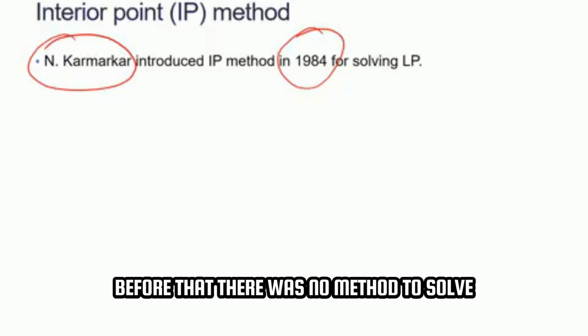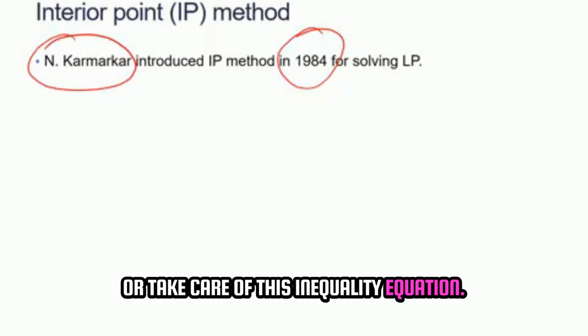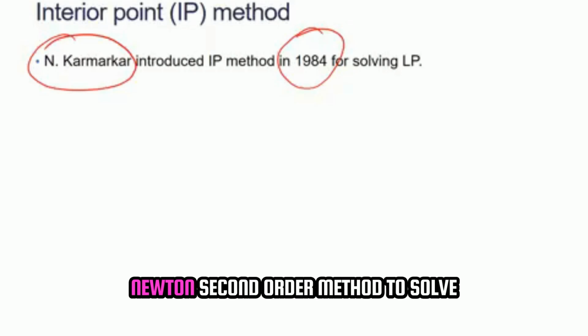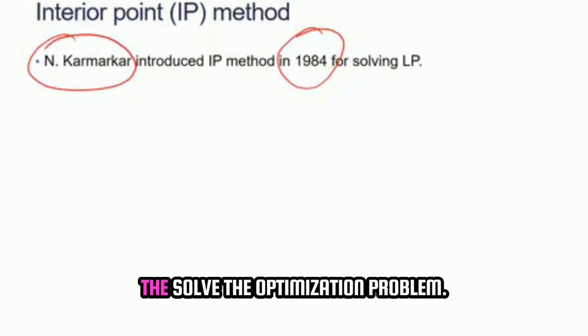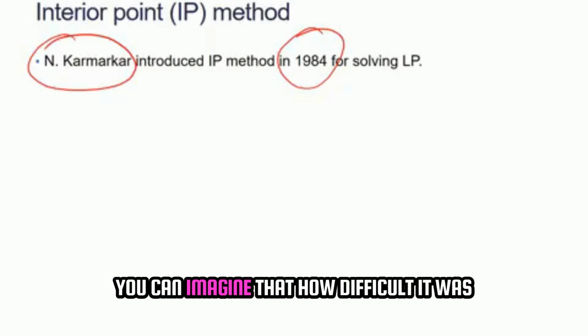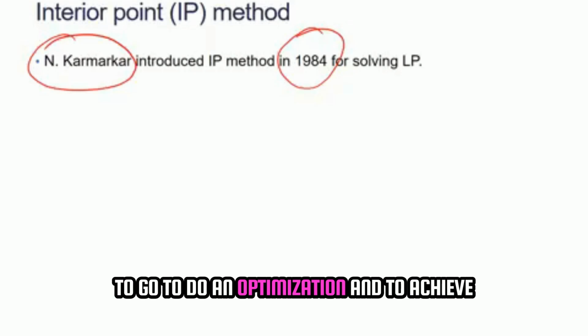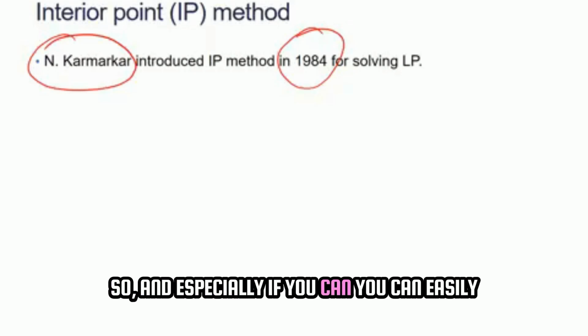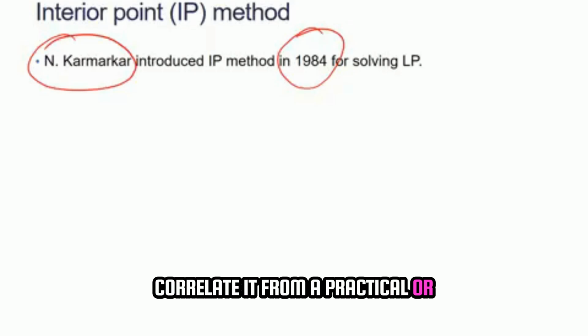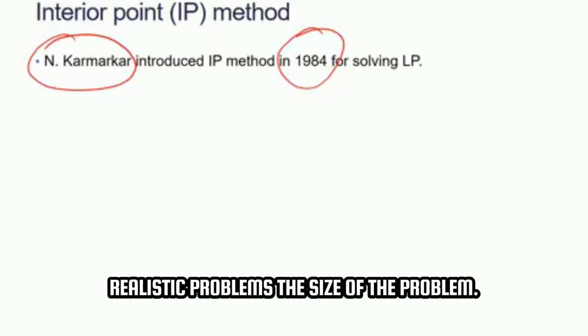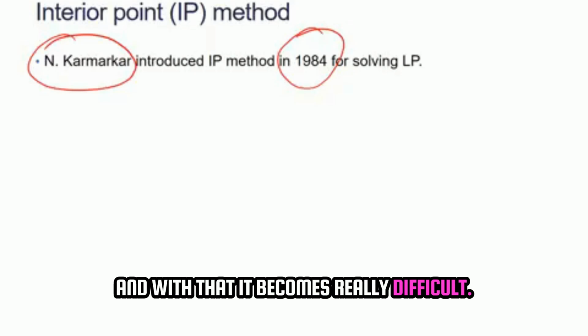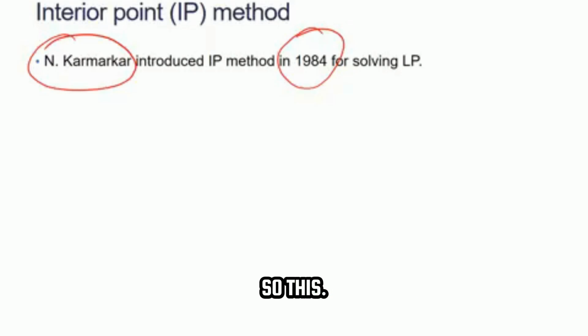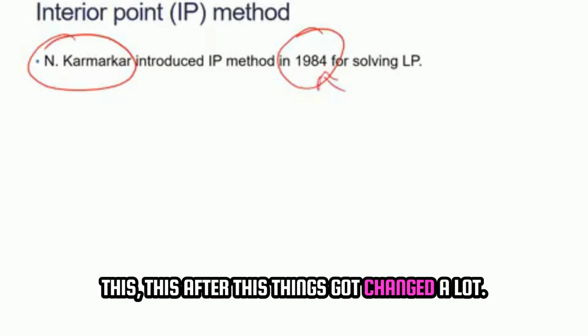Before that, there was no method to take care of these inequality constraints, so people used the Newton second order method to solve the optimization problem. So you can imagine how difficult it was to do an optimization and to achieve an optimal solution before this method. Especially if you correlate it with practical or realistic problems, with the size of the problem, it becomes really difficult. I hope you can imagine that. After this, things changed a lot.